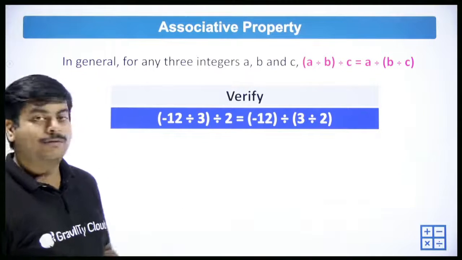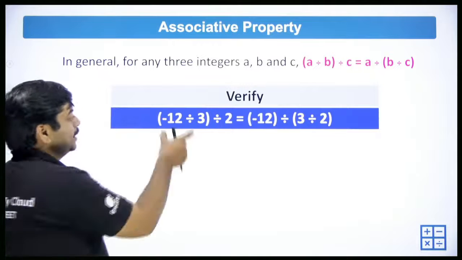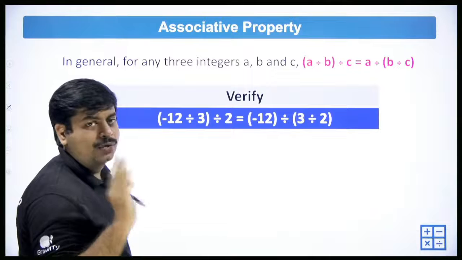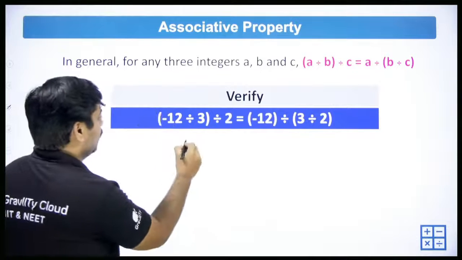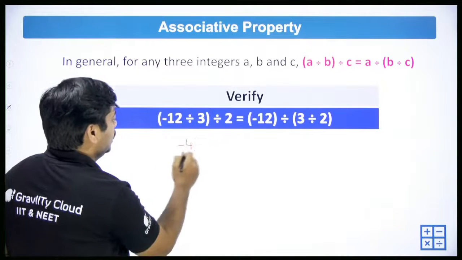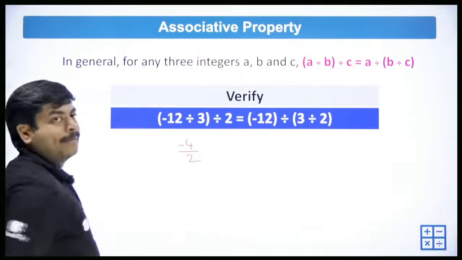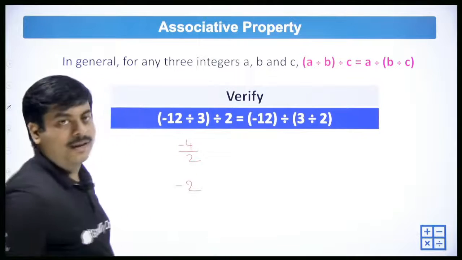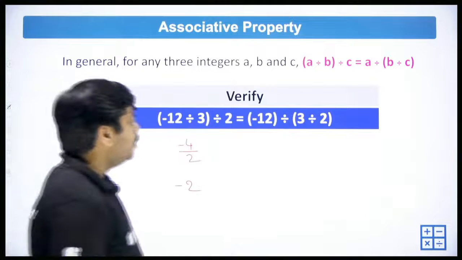So let me take a small question. Minus 12 divided by 3. 12 by 3 is 4, correct? 12 by 3 is 4. So minus 4, and then we have minus 4 divided by 2. Minus 4 divided by 2 will give you minus 2 as the answer. Let us check that here.